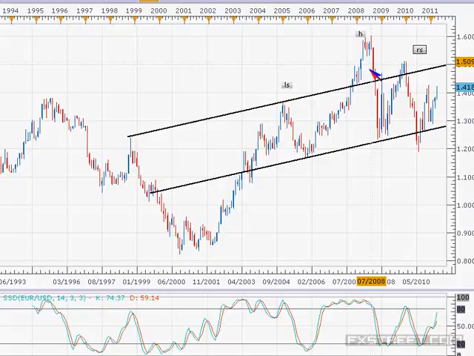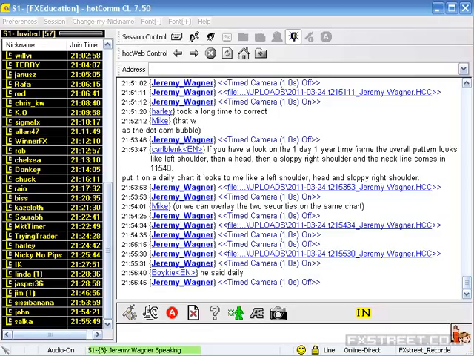Mike asks, can we overlay two securities on the same chart? You absolutely can, and so let's go ahead and do that real quick.